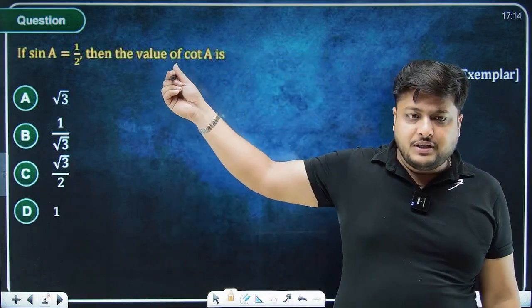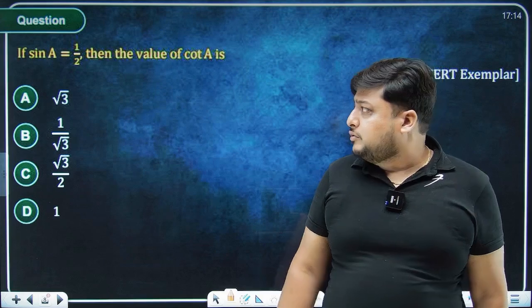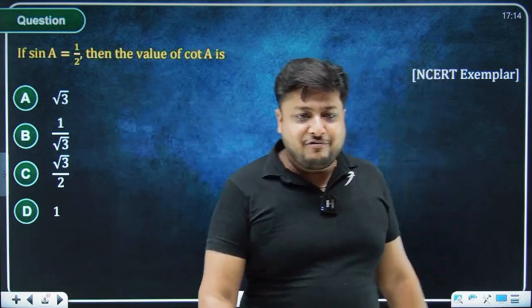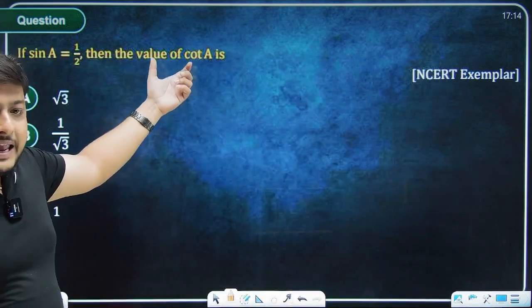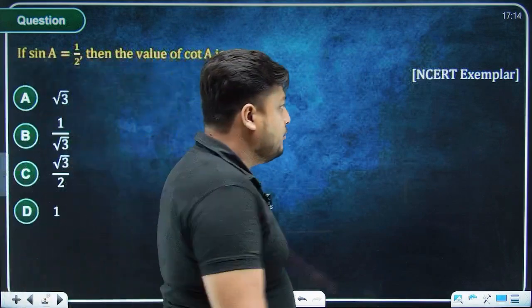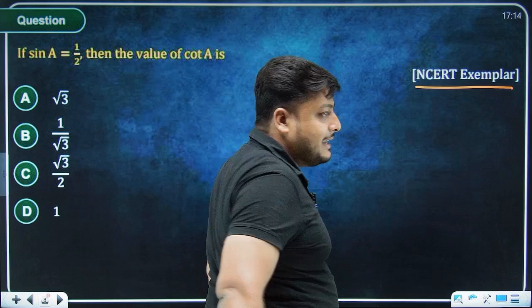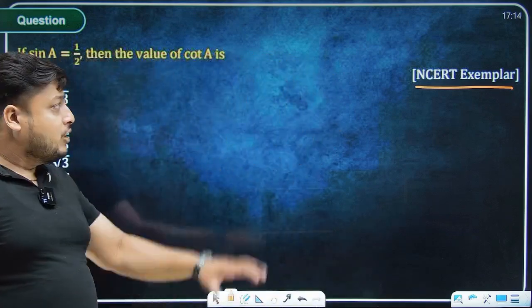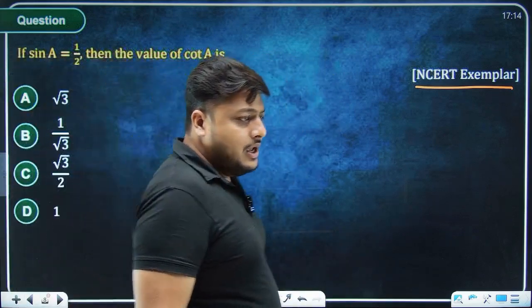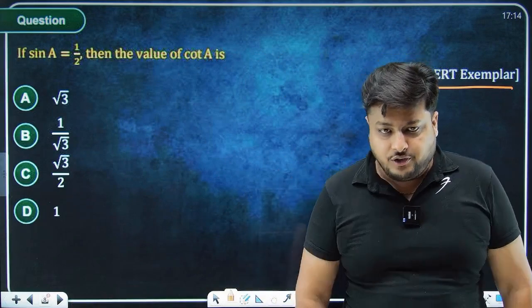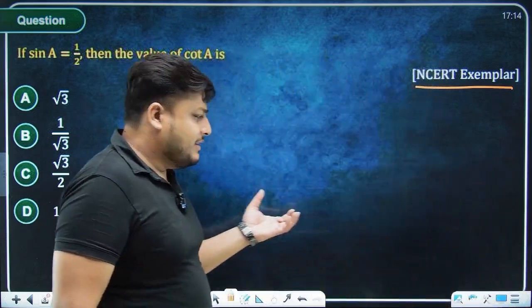So this is the question. If sine A equals 1 upon 2, you have to find out the value of cot A. How can we find out the value? This is the question from NCERT Exemplar. So how to solve this question using the trigonometric ratios which we have studied on previous slides.